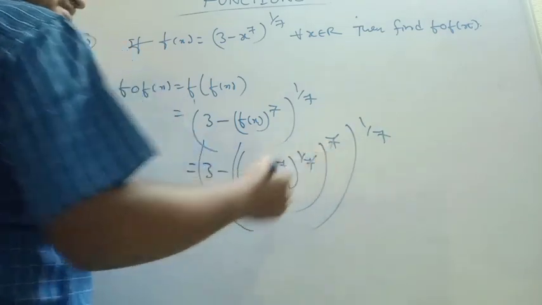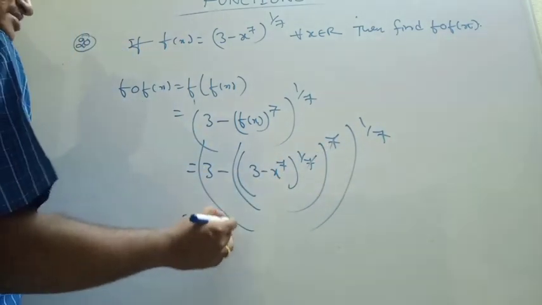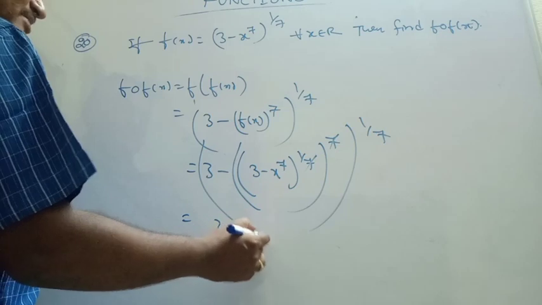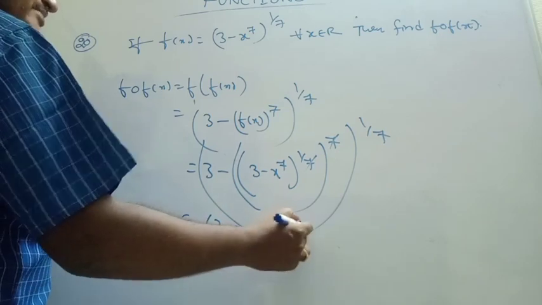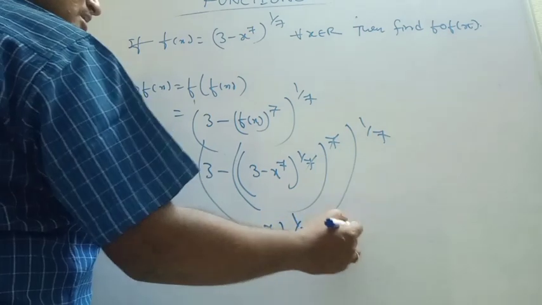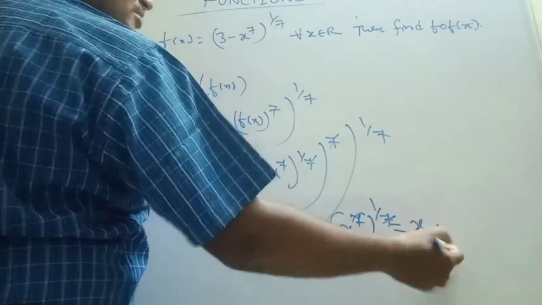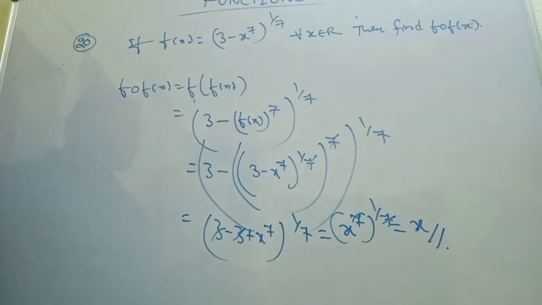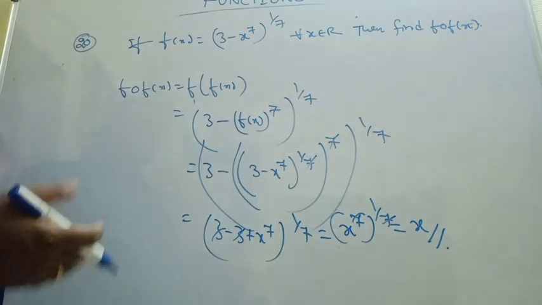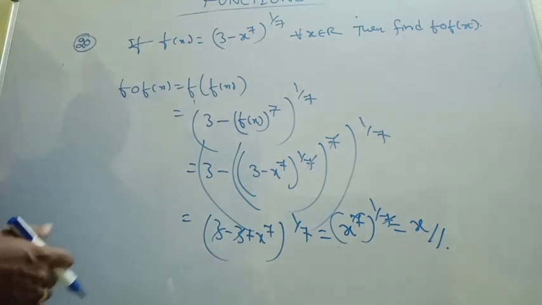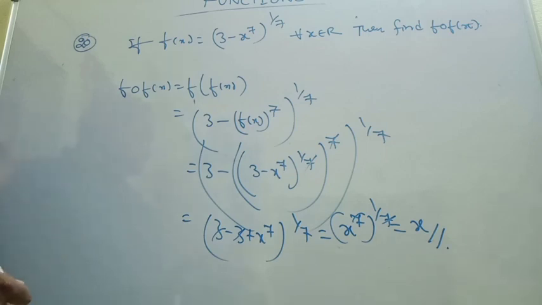This 7 will be cancelled. Now you have here 3 minus 3 plus x power 7 whole power 1 by 7. 3 minus 3 becomes 0. Now x power 7 whole power 1 by 7 will cancel and that equals x. Therefore this will become x. This is the way how you will get this.